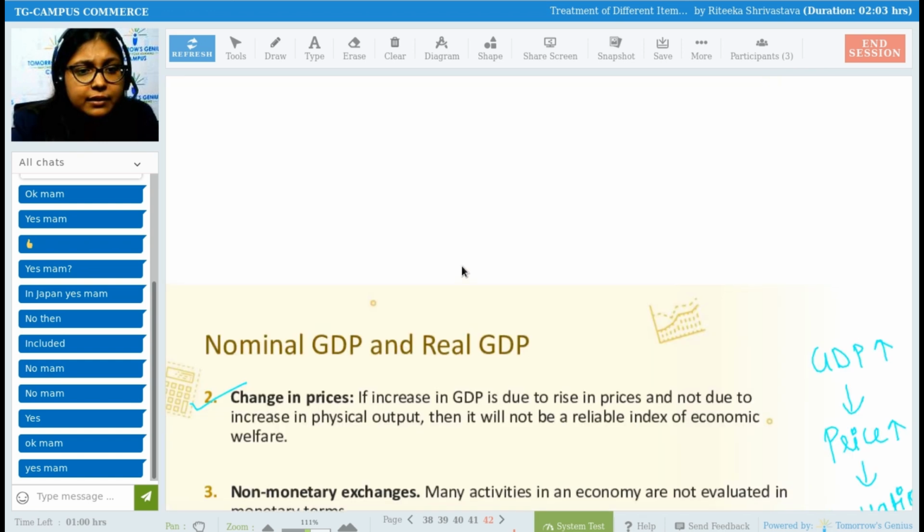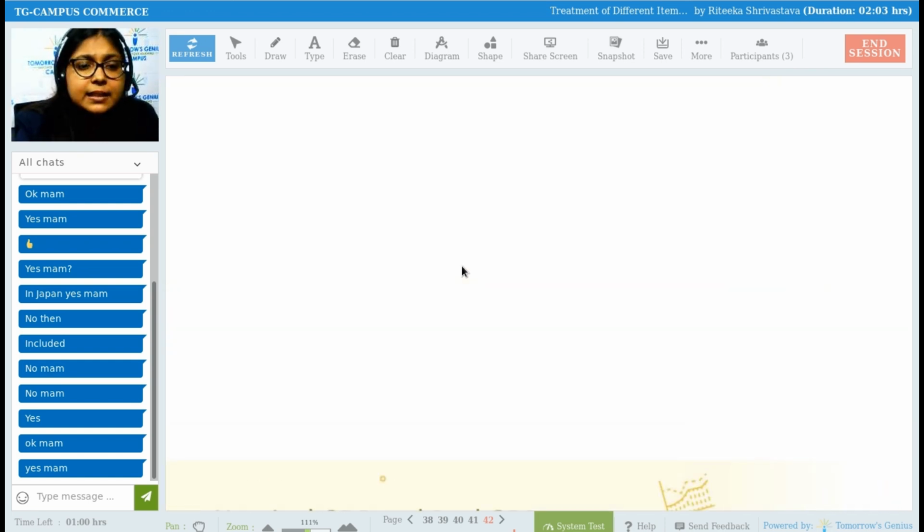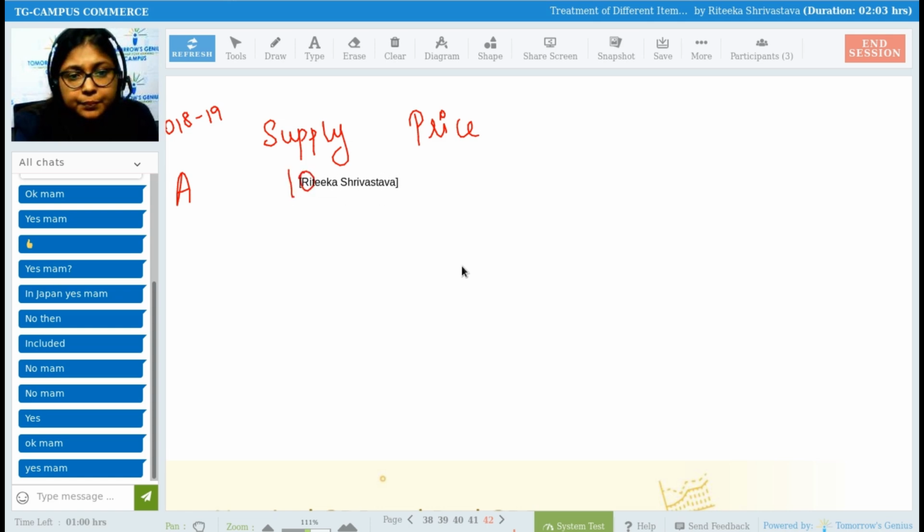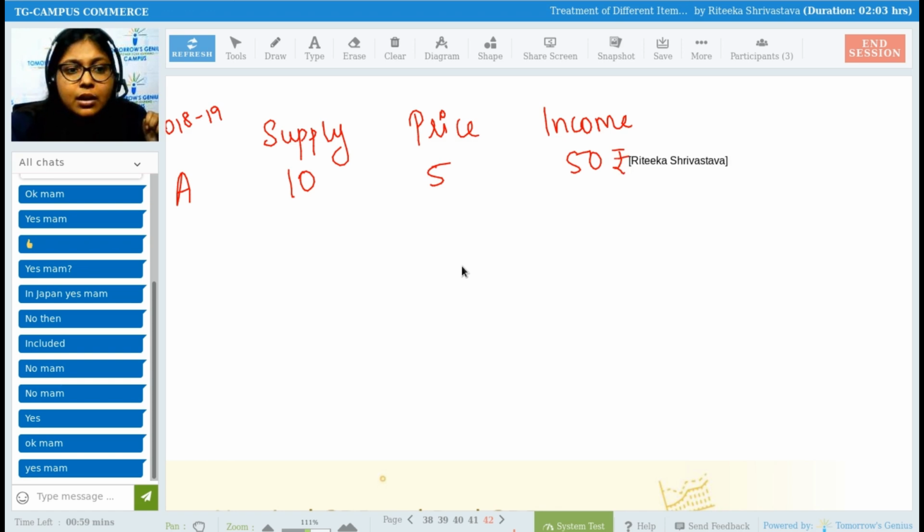Now suppose, take a very simple example. At the base year, 2018-19, good A total output was 10. Total units produced of good A was 10. Price was 5. So your national income, just a hypothetical example, was 10 into 5, 50 rupees.